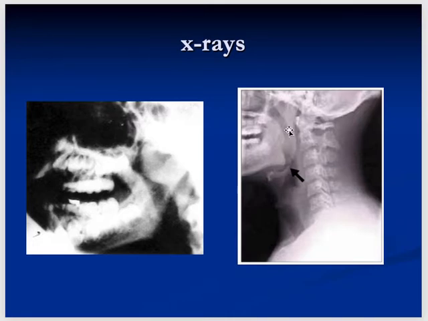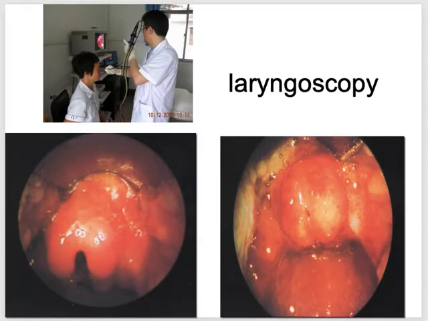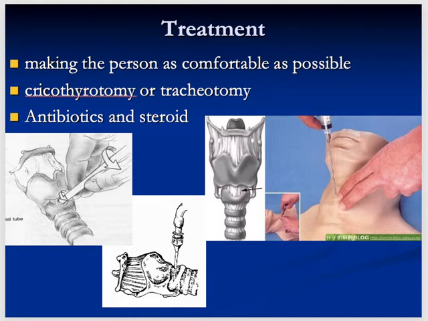But a normal X-ray does not exclude the diagnosis. Like if the X-ray has come back normal and you cannot see the epiglottis, it doesn't mean you will say, okay, the patient doesn't have epiglottitis. It's not like this. So we can also do CT scanning, but most of the time it is not needed. They are showing the epiglottis by the help of laryngoscopy. And then of course we go for the treatment. Okay.